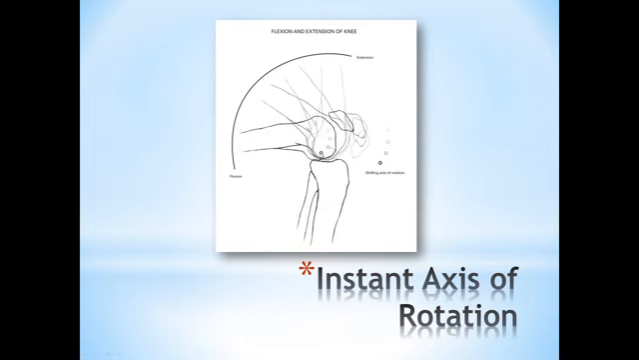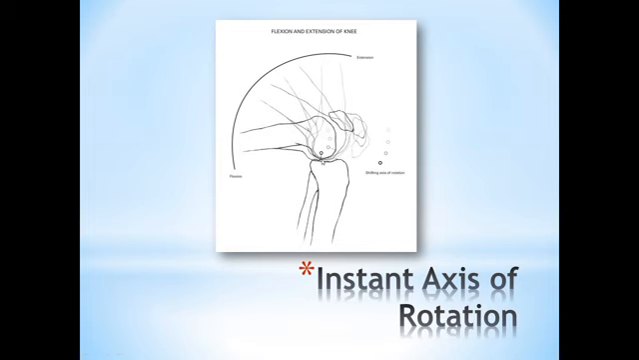And in a normal healthy knee, if I draw a line from the instant axis of rotation to the articular surface, it should be in a right angle with a line that's tangential to the tibial plateau. So my tibial plateau runs this direction. My instant axis of rotation is in a line that is perpendicular to that line, that tangential line.